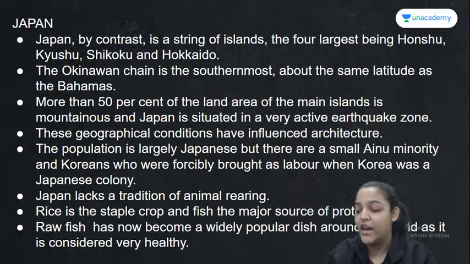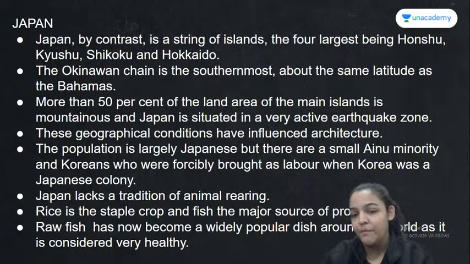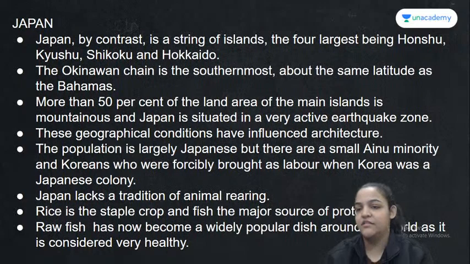Also, they're mostly dependent on fishing because they're an island country. So what happens? Rice is their staple crop, and fish is a major source of protein. I'm pretty sure you must have heard of this dish called sushi, which is raw fish in rice, eaten I think everywhere. So that's one of the Japanese dishes.